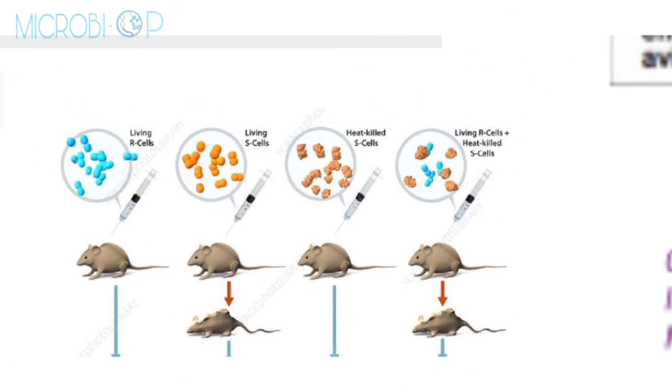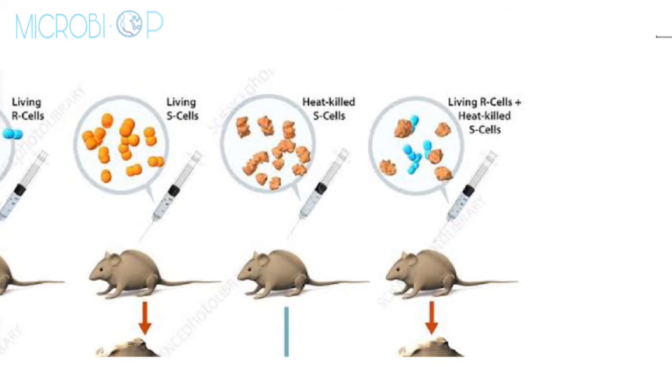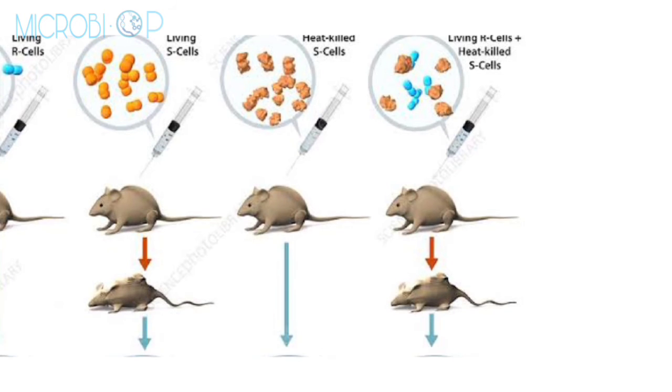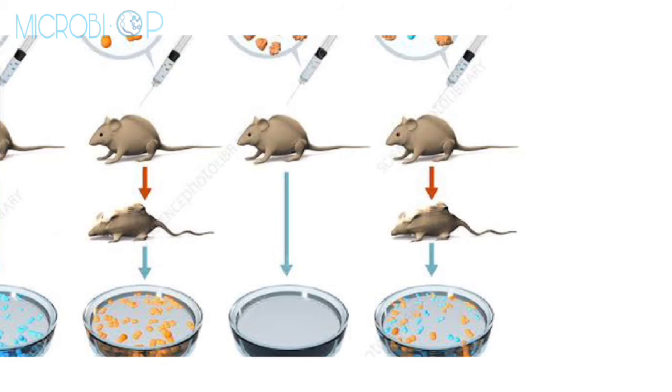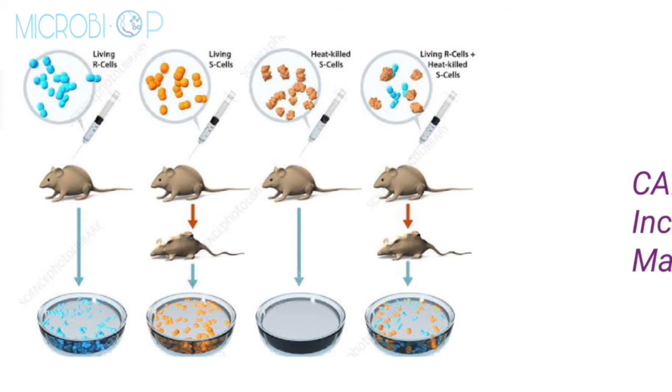Now in the third part, what did he do? Griffith took S cells and heat killed them, such that the cells are no longer alive, and he injected them inside the mouse, and the mouse lived. Okay, the mouse lived because there were no living cells present in the mouse, and hence it lived.